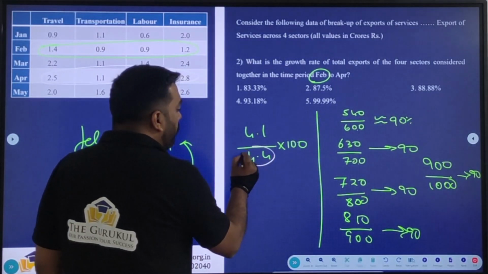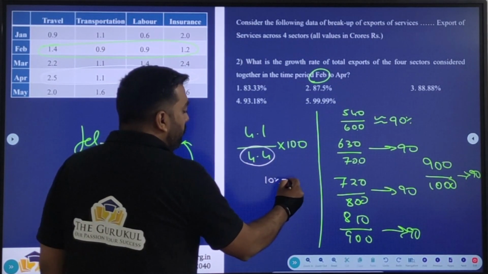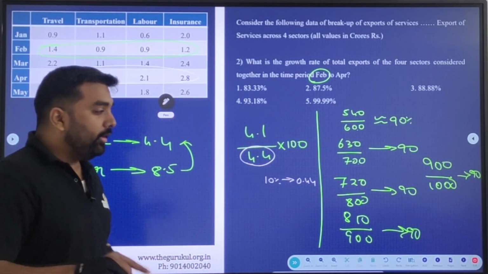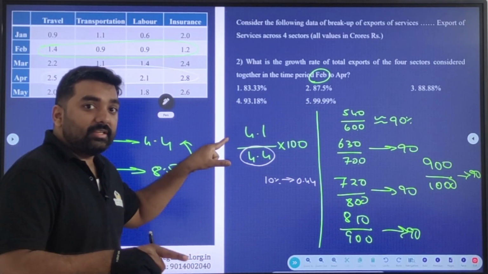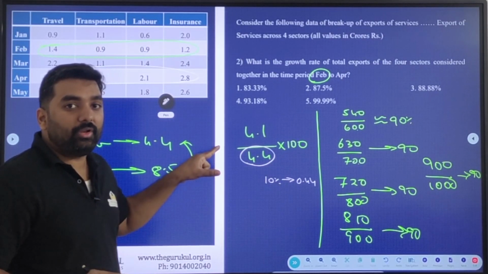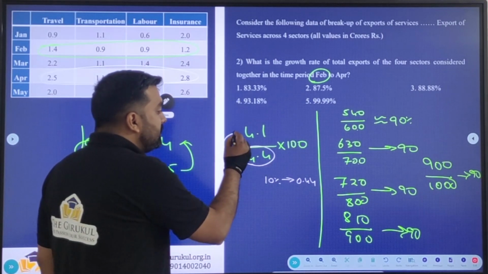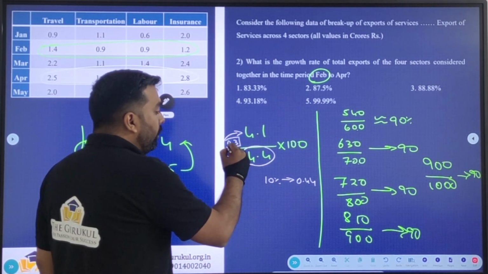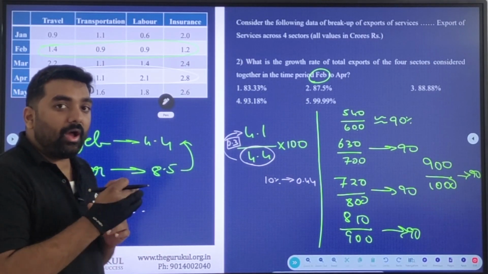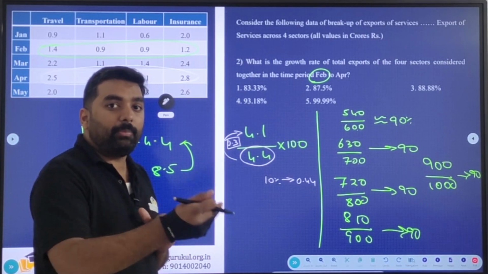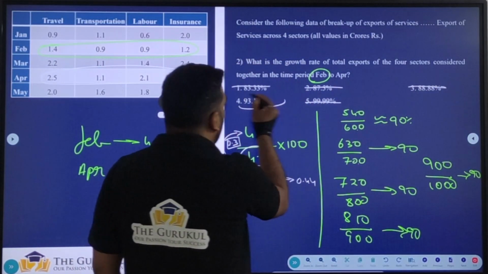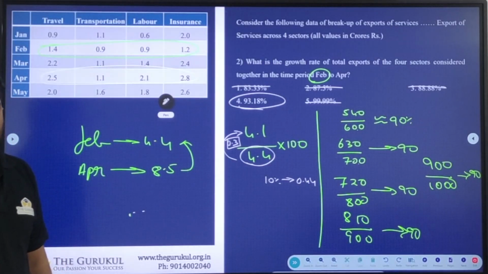So if I am having 4.4 in the denominator, 10% will be equal to 0.44. So if the numerator is 0.44 less than the denominator, then the answer will be 90%. Is it 0.44 less? No, it is just 0.3 less than the denominator, which means my answer should be close to 90% and more than 90%. These are not the answers. The only option left is 93.18.